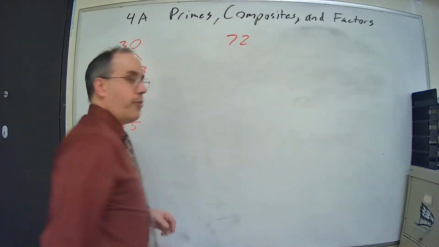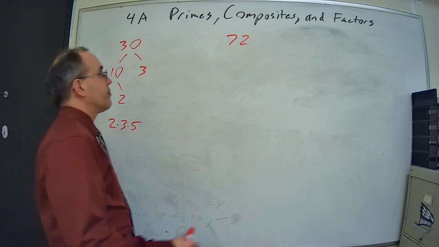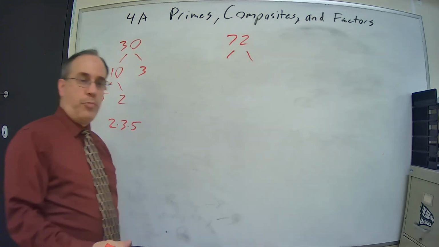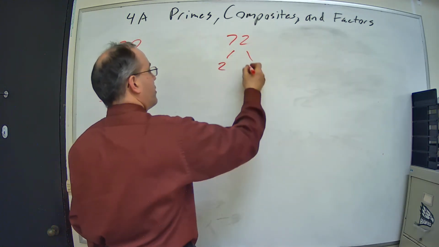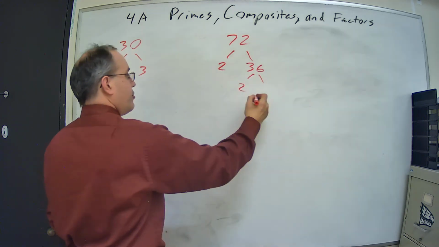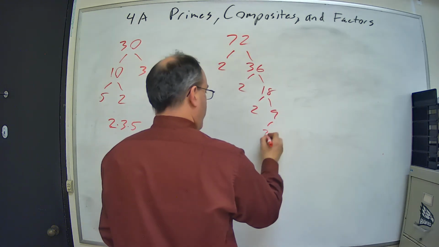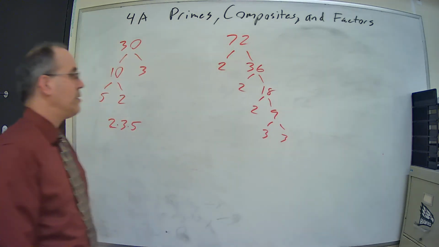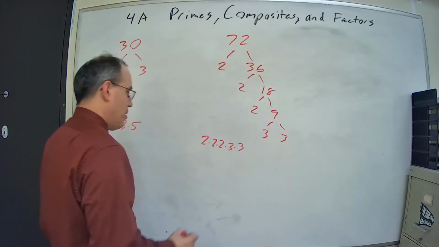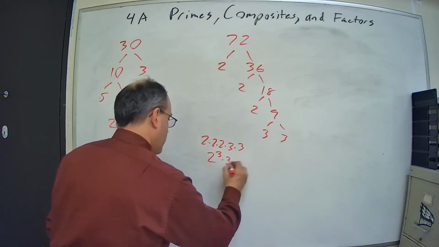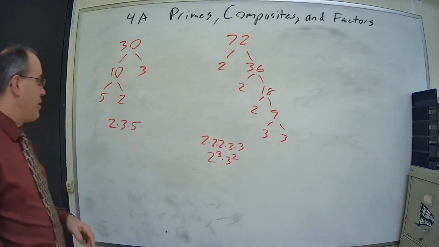Let's try 72. Okay, so 72. Like I said, I like to pull out 2's if I can, and I see that that's divisible by 2, it ends in 2, so I got 2 leaving me with 36, 2 leaving me with 18, 2 leaving me with 9, 3 leaving me with 3, so I end up with 2 times 2 times 2 times 3 times 3, or 2 cubed times 3 squared. So I did my prime factorization here.